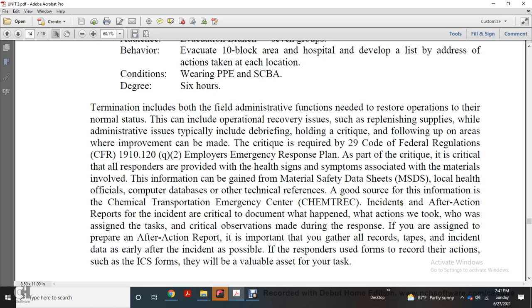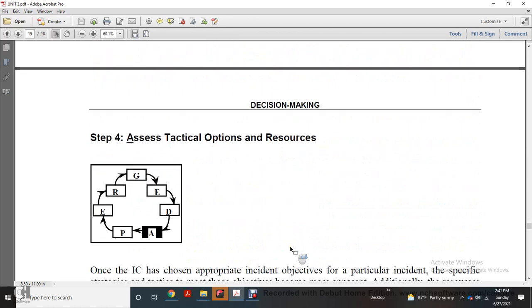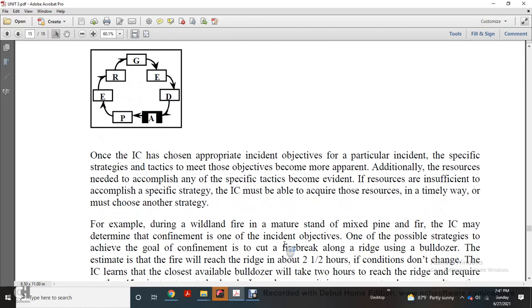Incident after action: when we respond to incidents, it is critical to document what happened, what actions we took, what tasks we were assigned, and our observations during the response. To prepare the after action report, gather all records, tapes, and incident data as early in the incident as possible. Use the incident command system forms to record your actions; they will be valuable assets for your task.